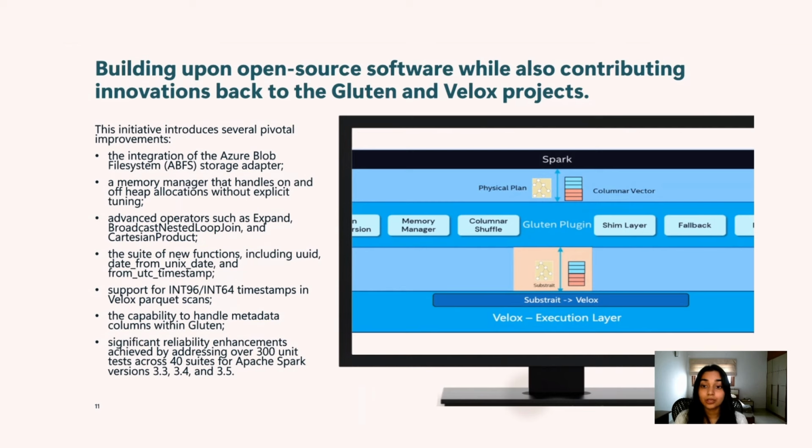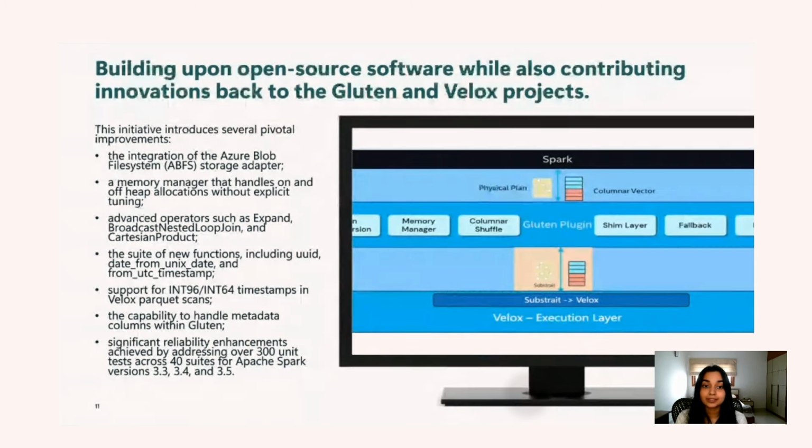We also contributed the intelligent memory manager that I spoke about earlier. So I think this is great in terms of user experience because you no longer have to sit and manually handle the balance of off heap and on heap memory in your Spark job. We've also contributed a few advanced operators like broadcast nested loop join and Cartesian product, and a whole bunch of Spark functions, a bunch of timestamp functions, a few array functions, map functions. It's an ongoing list that we're continuing to contribute to.